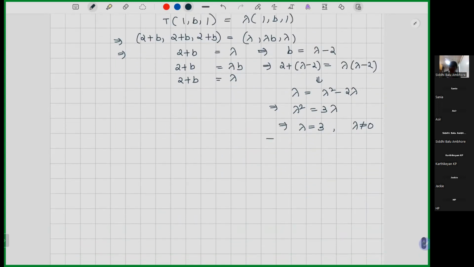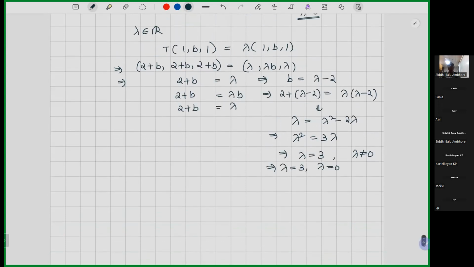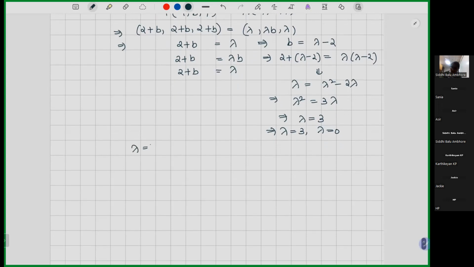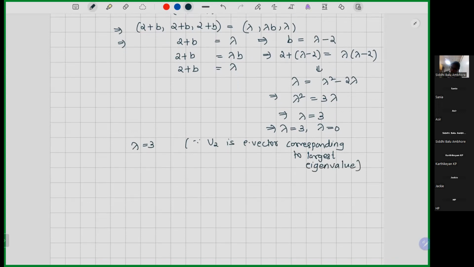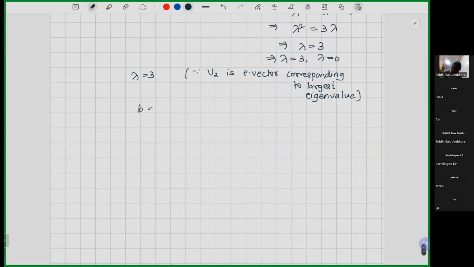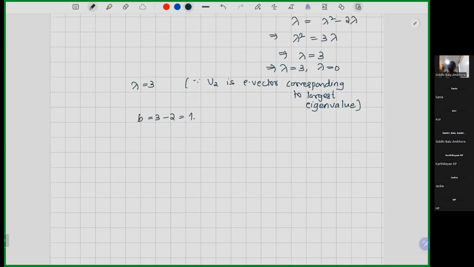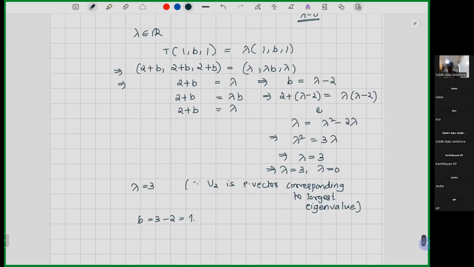So from here I will get that lambda is either 3 or lambda is 0. Since B was corresponding to largest eigenvalue, lambda has to be 3. Since V2 is eigenvector corresponding to largest eigenvalue, and from here I will get B is equal to t minus 2, which is 1. Is it okay? I mean, are you getting what I'm trying to say here?